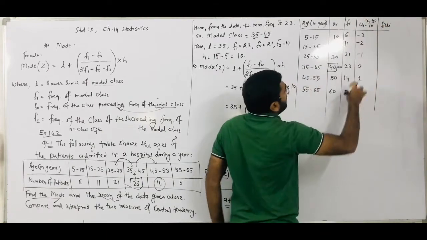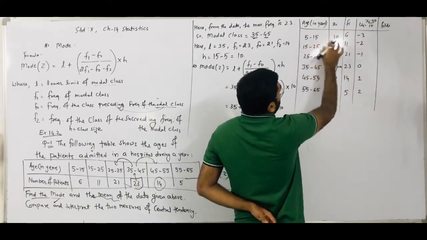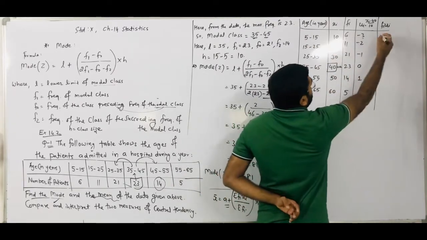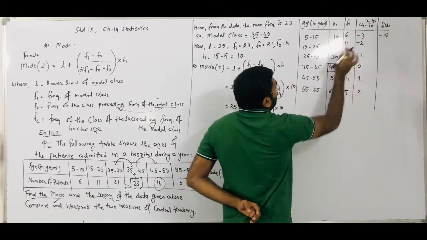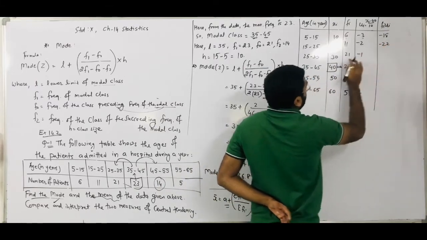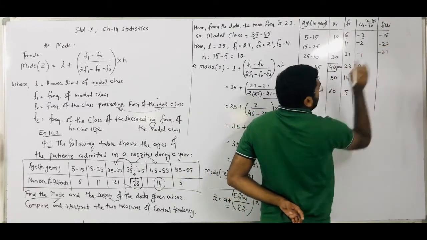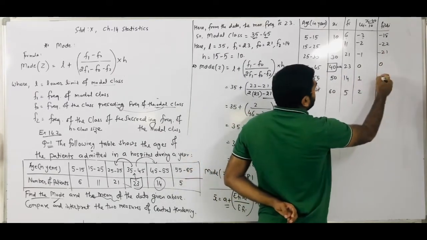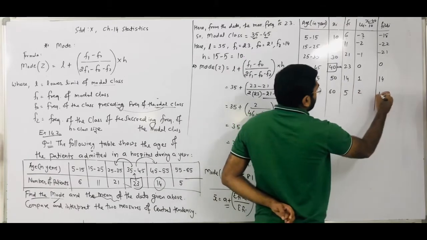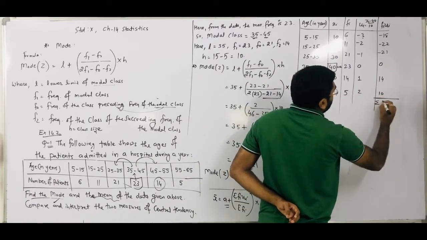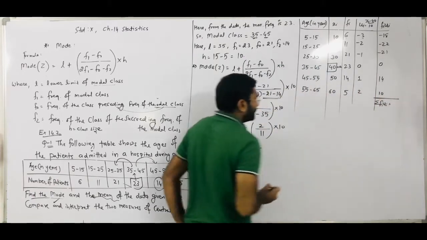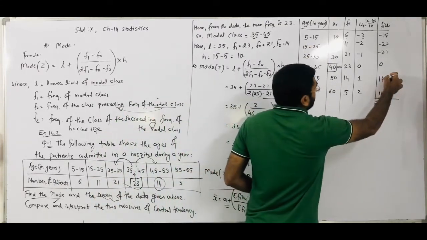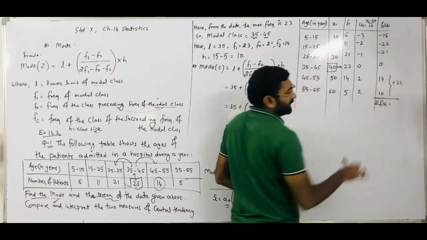So next we make a fi ui column. The fi column is here and the ui column is here. One by one for each and every class, we multiply the fi and ui values. 6 into minus 3 is minus 18. 11 into minus 2, minus 22. 21 into minus 1, minus 21. 23 into 0 is 0. 14 into 1 is 14. 5 into 2 is 10. Right? So here we write the sigma fi ui value, which we require in our formula numerator. So summation of all values we have to take. The positive numbers' summation is 24.